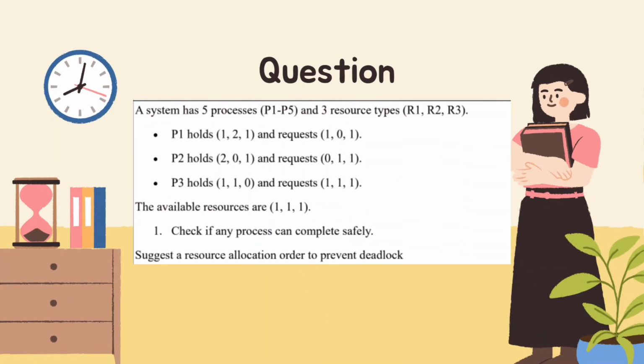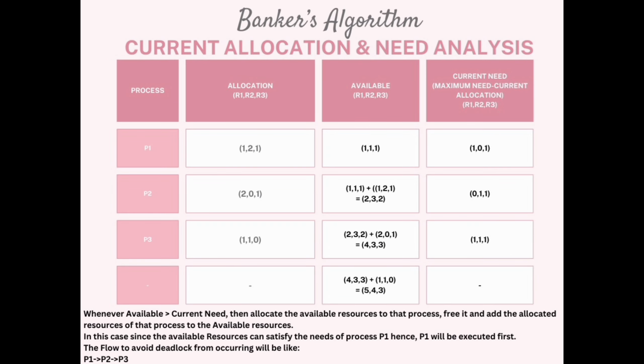In this question, we are given 3 processes, and the number of allocated resources to each process, current need of resources of each process, and the total available resources. We have to find a flow or a sequence, in which the processes should be executed, such that no deadlock occurs. Whenever available is greater than current need, then allocate the available resources to that process, free it, and add the allocated resources of that process to the available resources.